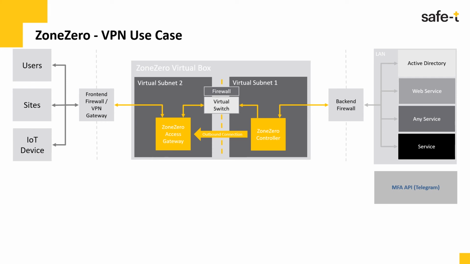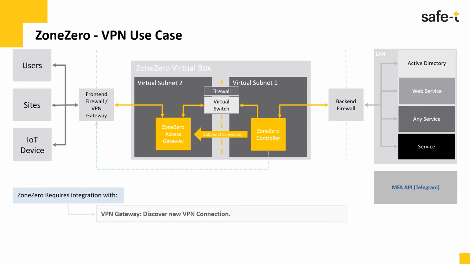Let's take a look at how ZoneZero VPN is implemented and integrated with an existing environment. Using a virtual wire deployment, ZoneZero is easily set up in the DMZ network, immediately separating the front end and VPN gateway from the back-end firewall in any sensitive environment. The ZoneZero virtual host includes a virtual switch and 2 separate subnets, which provides true separation of modules. To finalize the deployment, we connect the ZoneZero access gateway to the VPN front end and the access controller to the back-end environment using 2 separate subnets.